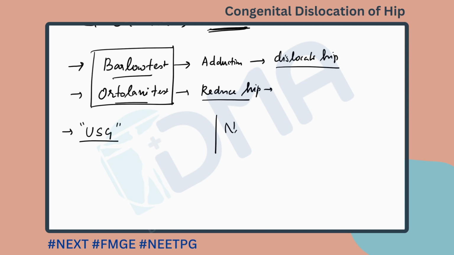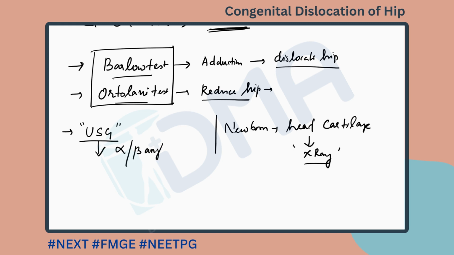In a newborn, the head will be cartilaginous. Cartilage cannot be seen in an X-ray. So X-rays are not useful in a newborn to diagnose CDH. Instead, you use ultrasonogram to diagnose the condition. You measure two angles, the alpha angle and the beta angle, to diagnose CDH.